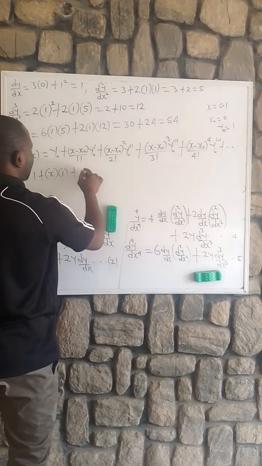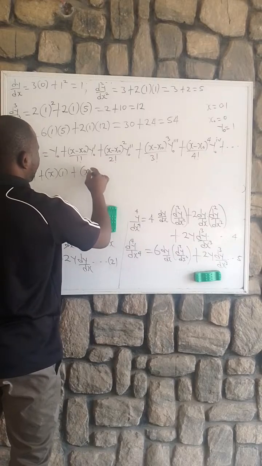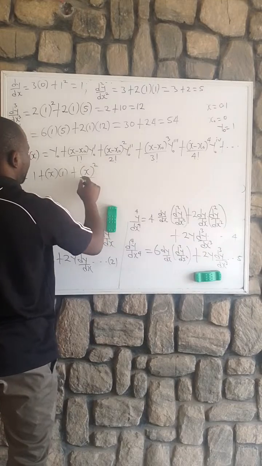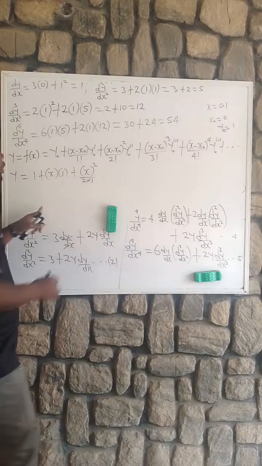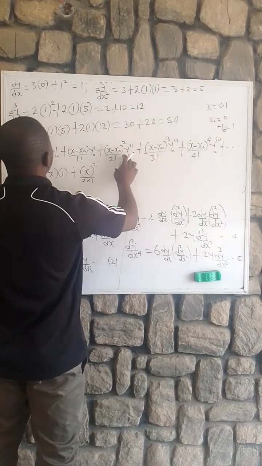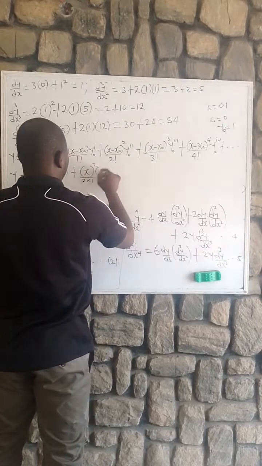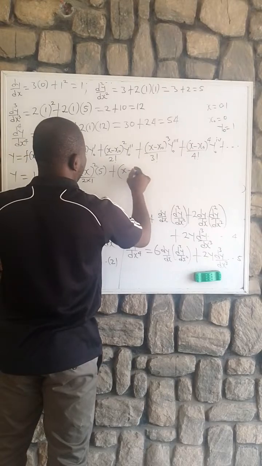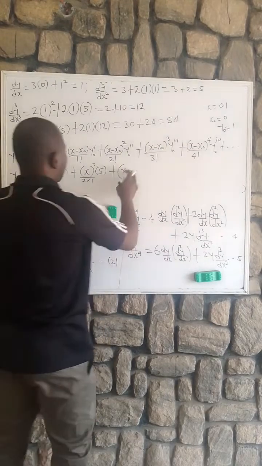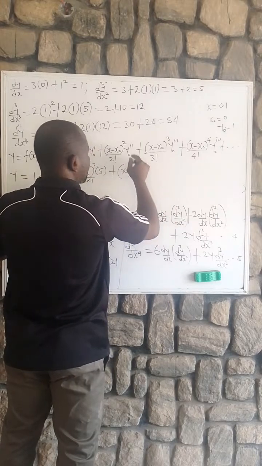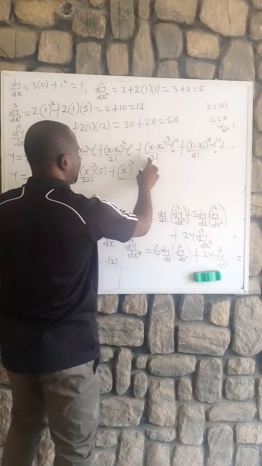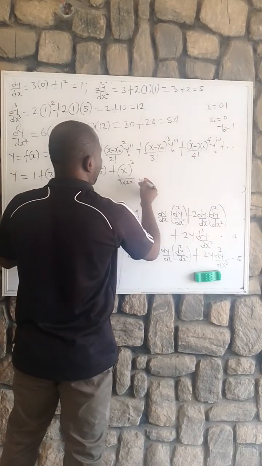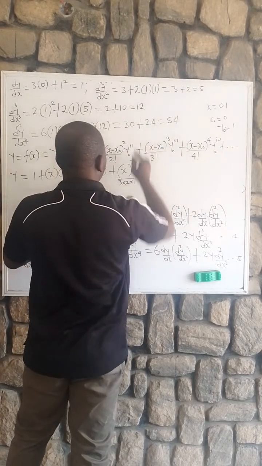Then plus x minus x naught is 0, but here is squared, all over 2 factorial, which is 2 times 1. True or false? Then what is y double prime naught? Y double prime naught is 5 times 5. Then plus x minus x naught is 0, so it's not necessary. We put 0, then raised to the power 3 all over 3 factorial, which is 3 times 2 times 1. True or false?